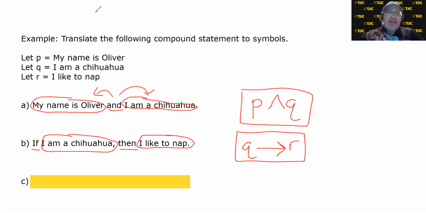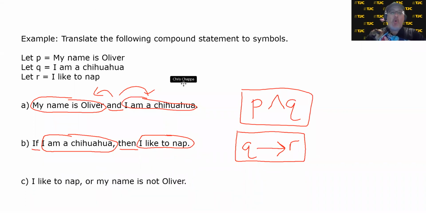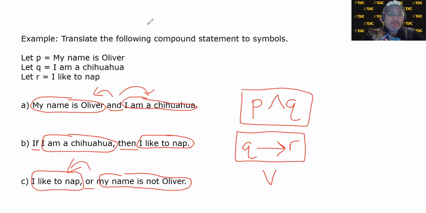Let's take a look at the last one. I like to nap, or my name is not Oliver. Let's start by finding the connective. Where's the connective? The or. And what is the symbol for or? The upside down conjunction sign. It looks like a V. All right, and now that we found that, we have to look on both sides of the or to see what statements we have. What's on the left? What's on the right?